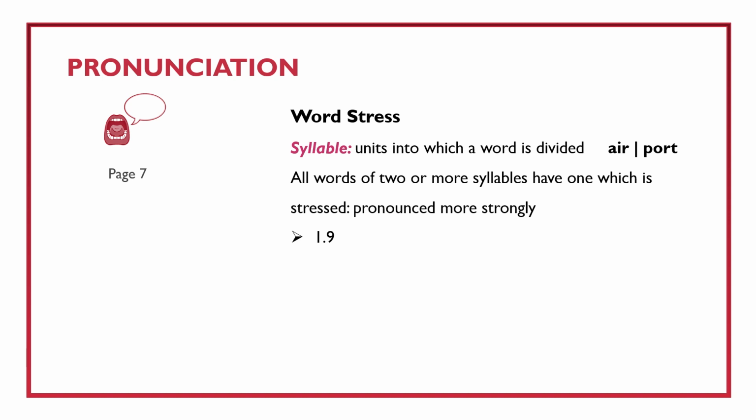Now please look at part C. Play track 1.9. Listen and underline the stressed syllable in these words. Please pause the video and do this. Okay, let's check. Airport. So as you see, the stress is on the first syllable. Airport. I pronounce air more strongly.